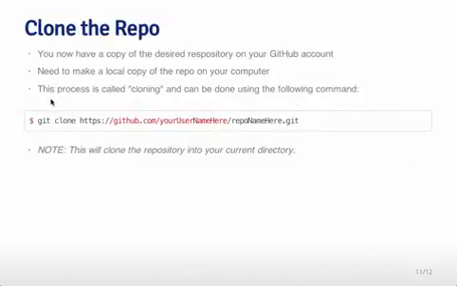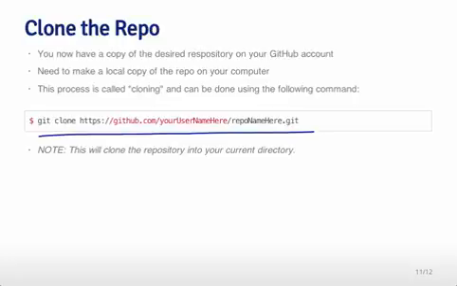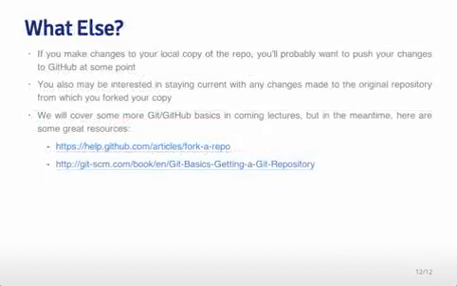Now you have it on your GitHub account, and so you can make a local copy. You can clone the repo down to your computer by using the command git clone, and that will take the remote version of your repo and clone it down to your computer. If you use the command like this, it will clone it to your current working directory. Then you can work on that and try to contribute back to the repo and hope that they'll use the changes that you made. If you make changes to your local copy, you'll want to push your changes to GitHub. You may be interested in staying current with the changes using your fork copy.